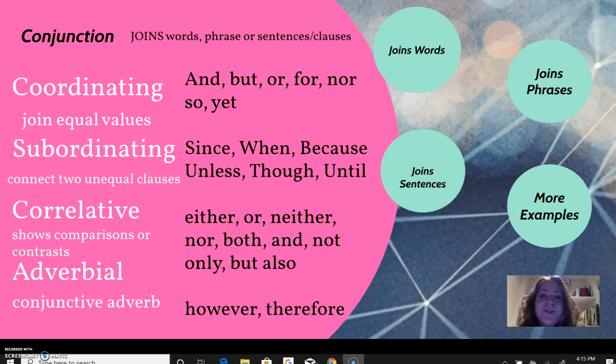The next kind of conjunction is called subordinating conjunction. They join 2 unequal clauses, which means subordinating conjunctions join a subordinating clause, or dependent clause, with an independent clause. Subordinating and dependent mean the same thing. Those are words like since, when, because, unless, though, until. When you have a sentence that begins with these, if you don't finish it with another independent clause, you have a fragment. So, "Since it was cold outside," that's not a complete thought because I'm waiting to hear what's next, right?